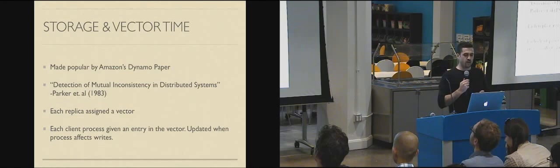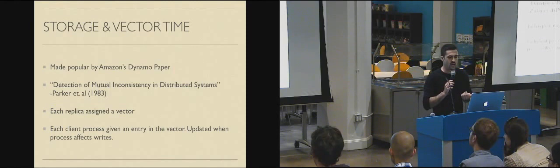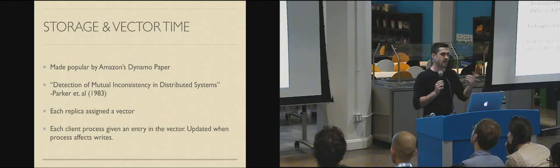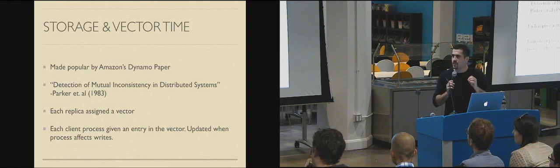Vector time and Matern's idea was made popular by a paper out of Amazon called the Dynamo paper. I hope most people here are aware that that's not Amazon's DynamoDB. This was many years before. It was the influence for systems like Basho's Riak, Apache's Cassandra, LinkedIn's Voldemort, and many other systems. It made it popular, but it certainly wasn't the first to talk about it.